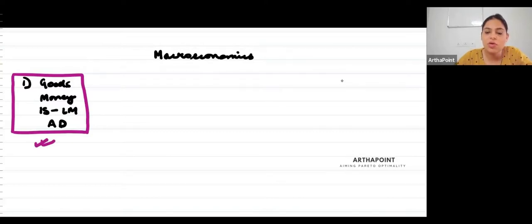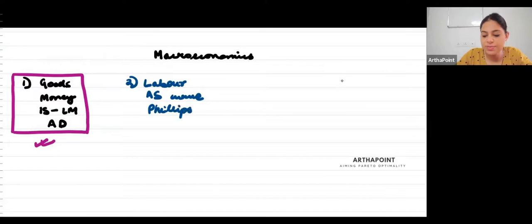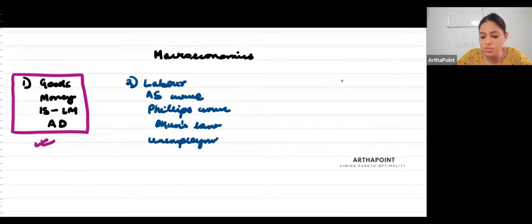The second chunk of macroeconomics, which I intend to begin in this class, is where we talk about the labor market, the AS curve under different scenarios, and then other things like Phillips curve, like Okun's law, all of this part, employment, unemployment, inflation. This will be our second chunk.